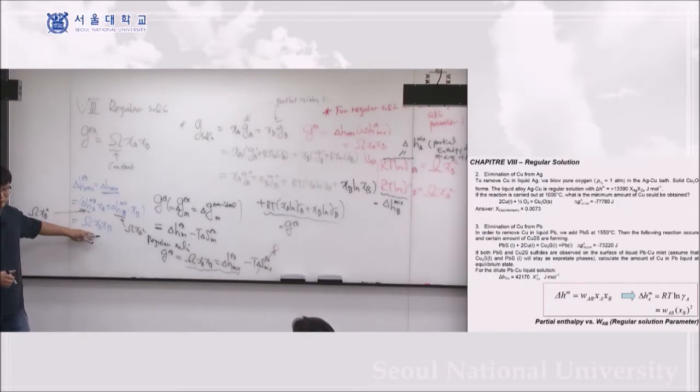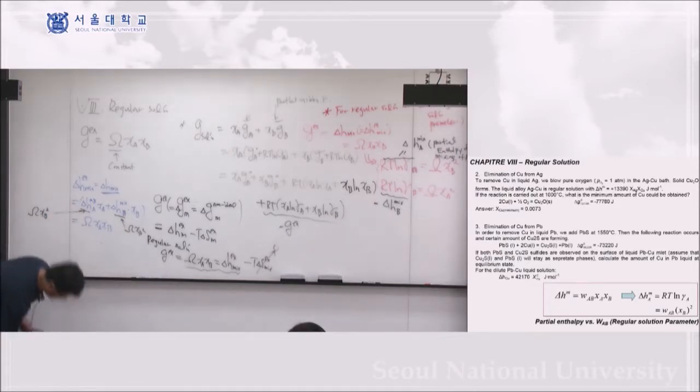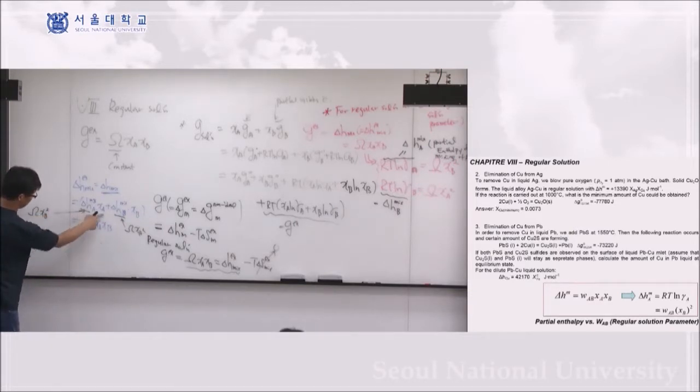But later, when we actually do the Gibbs-Duhem relationship, we take this one and derive this one later. Okay? But at the moment, just accept it. And this is the answer for this one. Okay? So it's a partial. So this is this term, then this term.